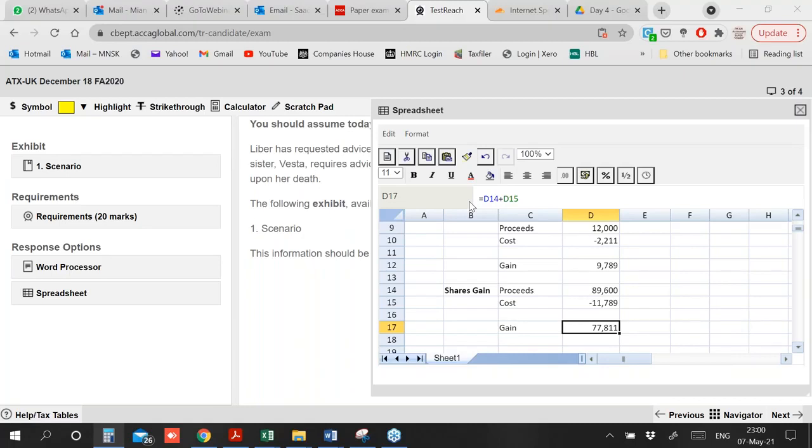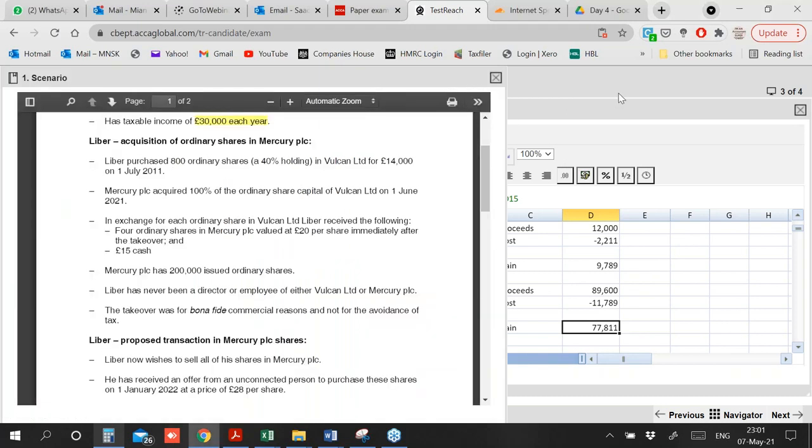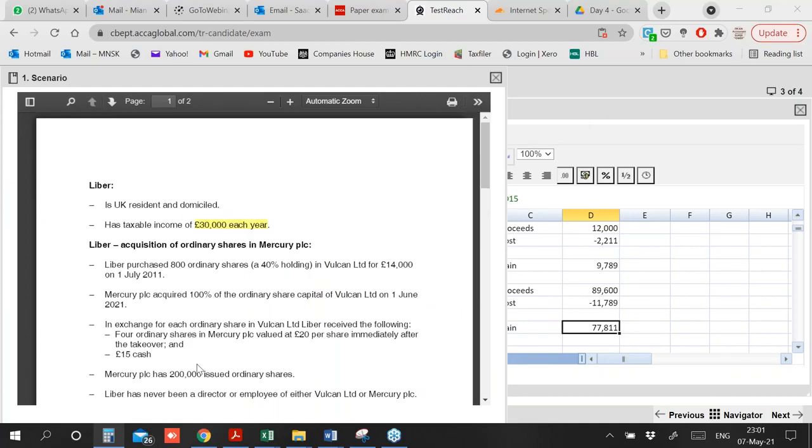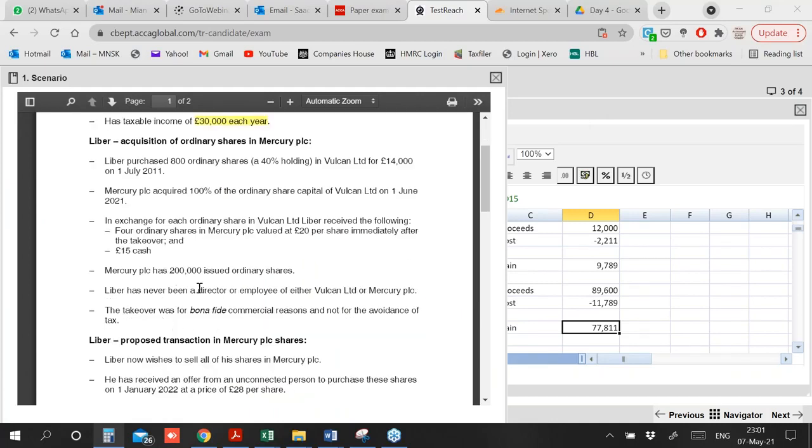Guys, is BADR available here for LIBOR? Okay, Rubina is saying yes. What about you guys? Anyone else? Johannes and Fawad, the answer is no. If you remember, when we were reading the question, it was clearly mentioned that LIBOR has never been a director or employee of either V or M PLC.